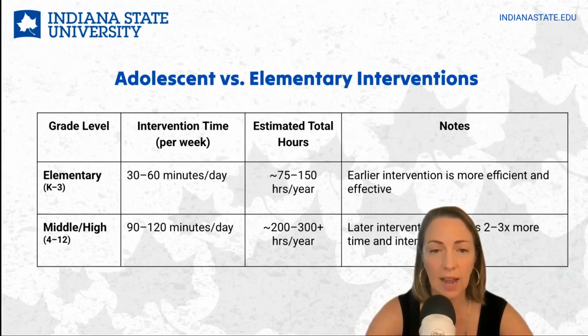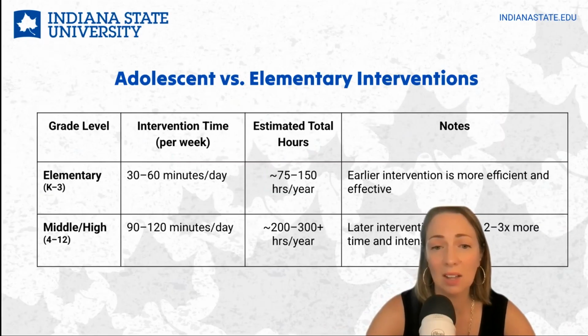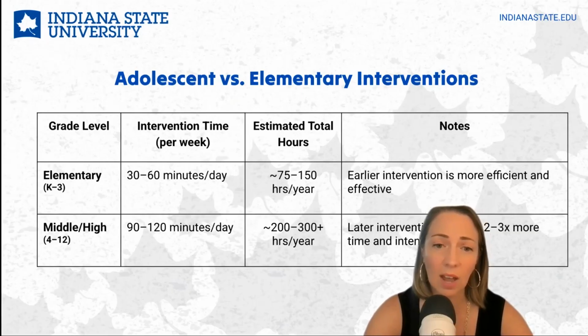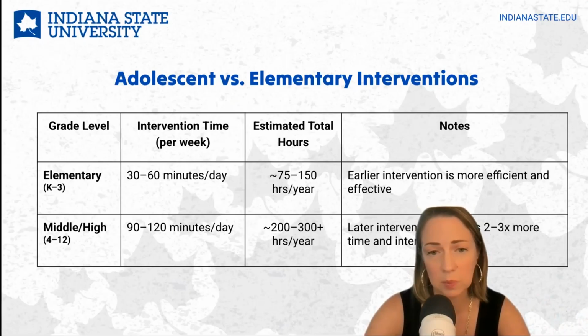Looking more specifically at adolescents and comparing that to elementary intervention, middle school and high school students need 2 to 3 times as much intervention as elementary students do, because they're not only learning, but they have to unlearn or undo the incorrect coping mechanisms that they have currently of how they're learning to read, whether it's relying on context clues or they are saying spelling rules differently that are inaccurate. They have to unlearn those things and then learn the right explicit systematic phonics instruction. So it takes a long time.